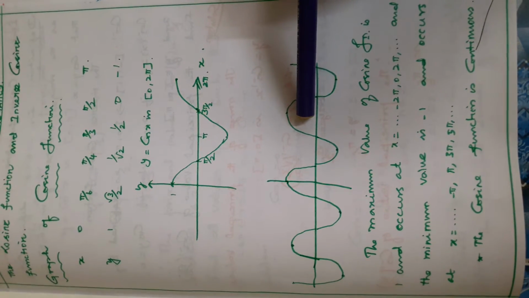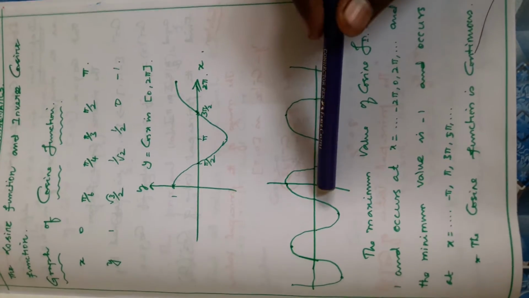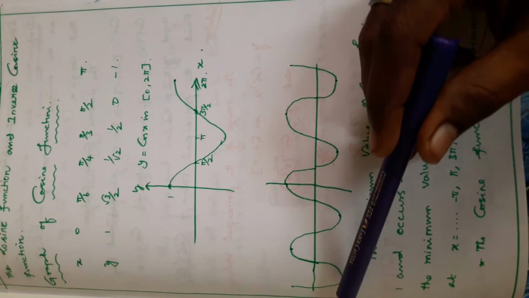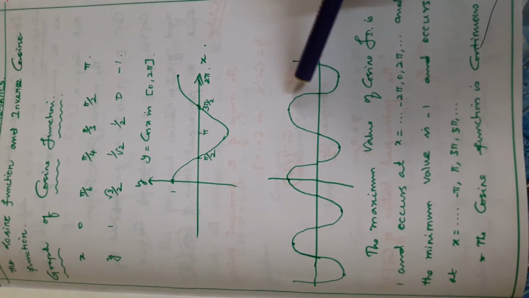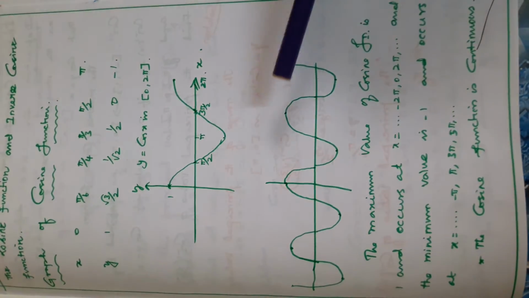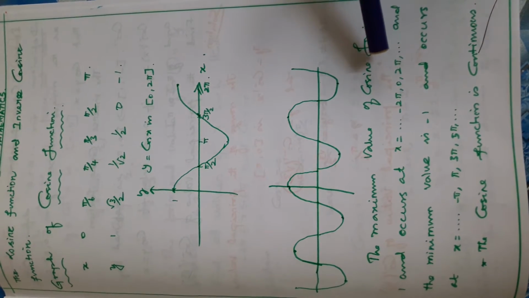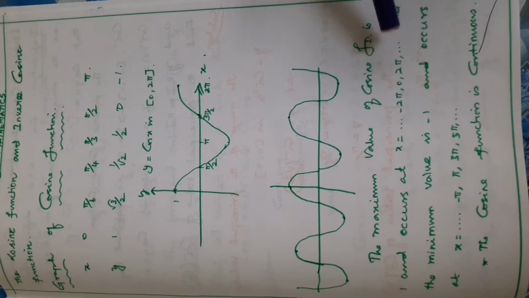At the same time, what about the negative values? You will get this type of diagram. So on the x-axis it is 0 and here it is minus 1. So the bottom value is minus 1, the top value is plus 1. So the maximum value of cosine function is 1 and occurs at x is equal to minus 2 pi, 0, 2 pi. These places you will get plus 1, right?